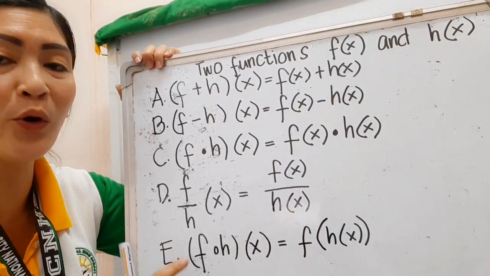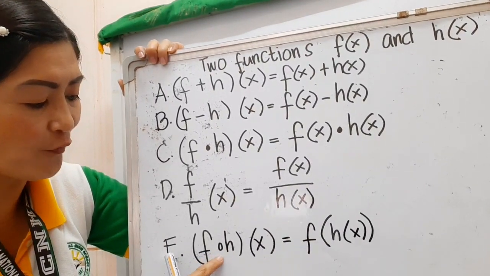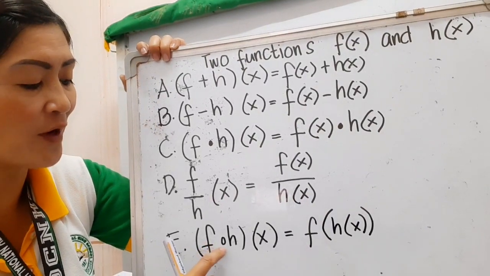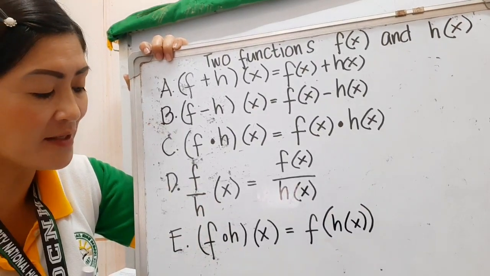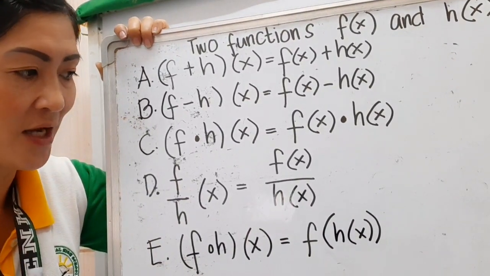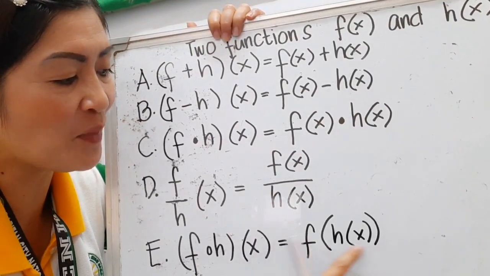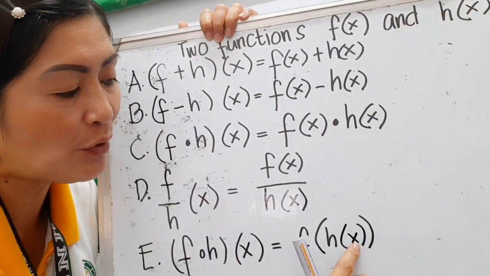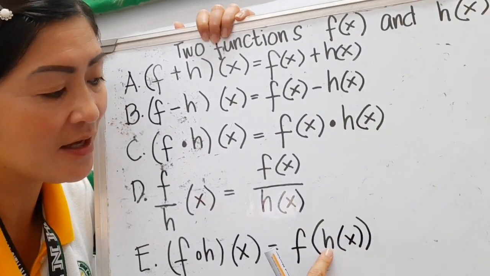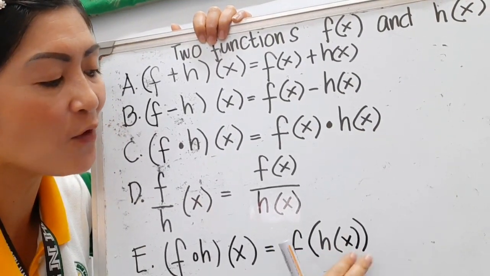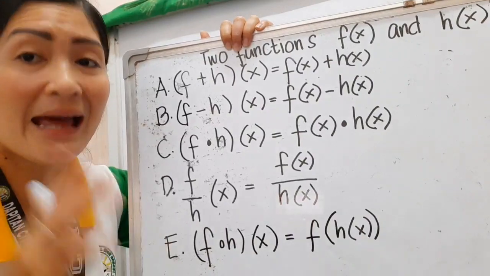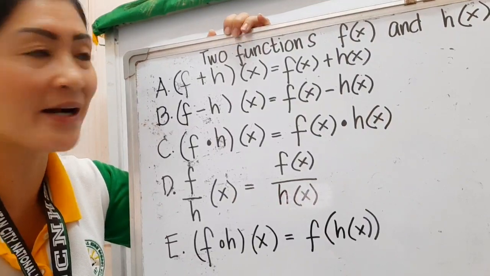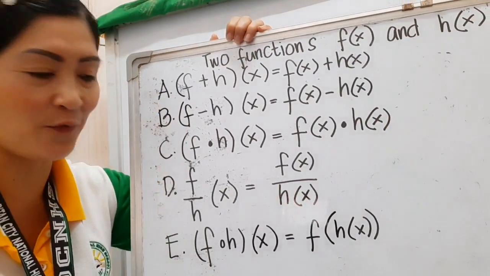We also have composite functions. If you have this one, this is not product. This is f circle h, or it means f composition of h. And we can simplify this one by substituting first the value of x to the nearest function before we evaluate this one to the next function. Later, you will understand that fully as I am going to discuss to you further. So we will start with the operations of functions first.